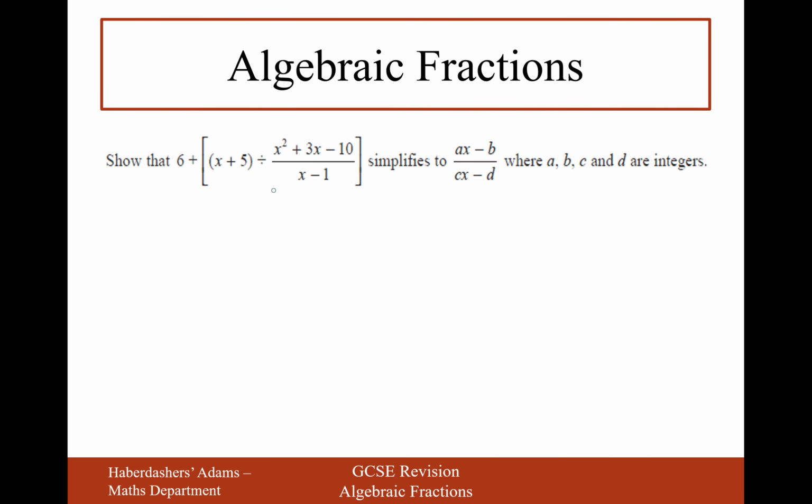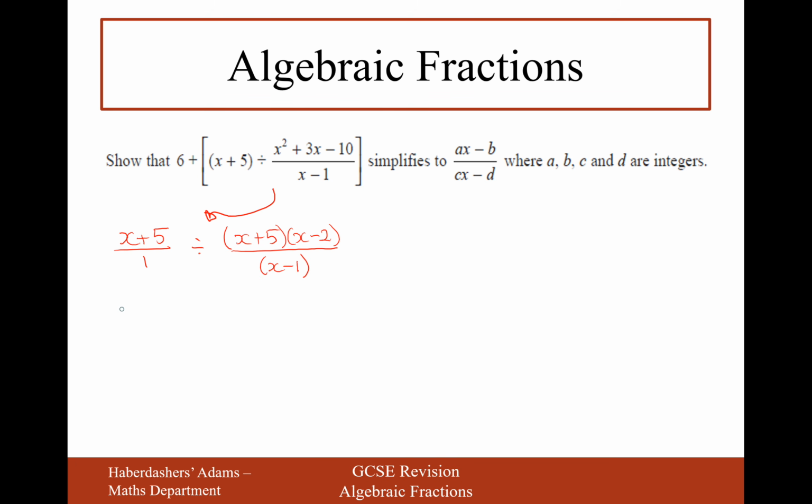Okay, let's do the inside of this bracket first. So it's going to be x plus 5 divided by this fraction here. So treat the x plus 5 as x plus 5 over 1. And we're going to divide it by this fraction here. Well, first let's factorize it. So it's going to be x plus 5, x minus 2 over x minus 1.